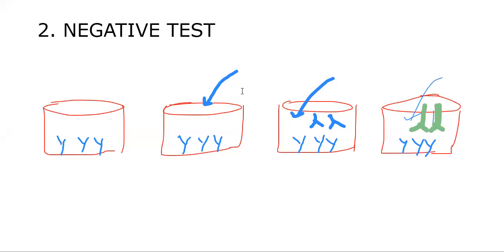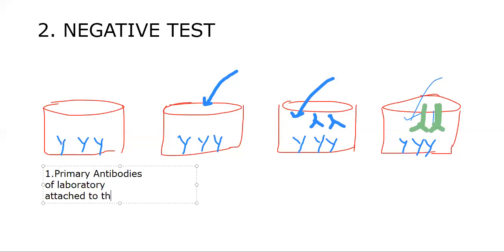Okay, so for this, I have to write the notes. Then after, we'll go with number one. What we said about number one: primary antibodies of the laboratory are attached to the microtiter plate. Okay, these are of the laboratory.